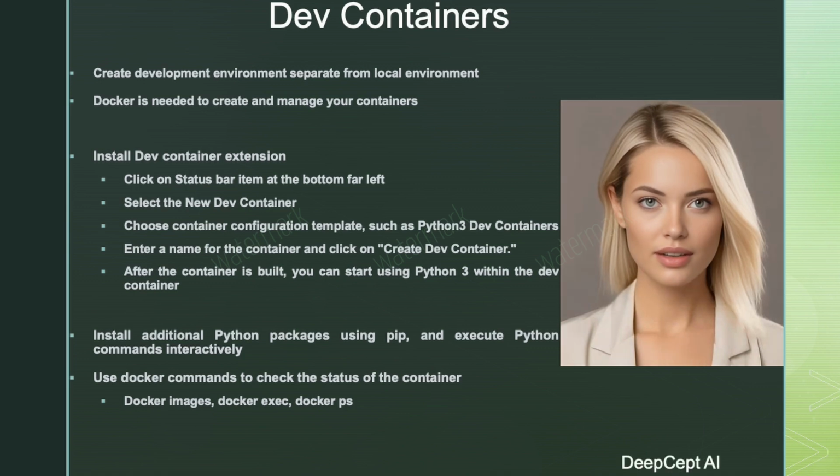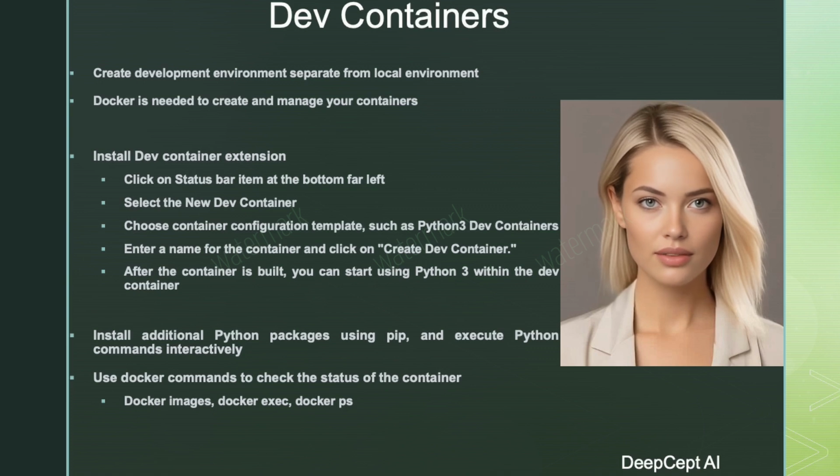To create a development environment separate from your local environment using Docker, you'll need to install the Dev Containers extension in Visual Studio Code, VS Code. This extension enables you to manage and interact with containers directly from within the VS Code interface. Once installed, you can access the Dev Container functionality by clicking on the status bar item at the bottom left of the VS Code window and selecting New Dev Container. From there, you can choose a container configuration template, such as Python 3 Dev Containers, and provide a name for the container before clicking on Create Dev Container.